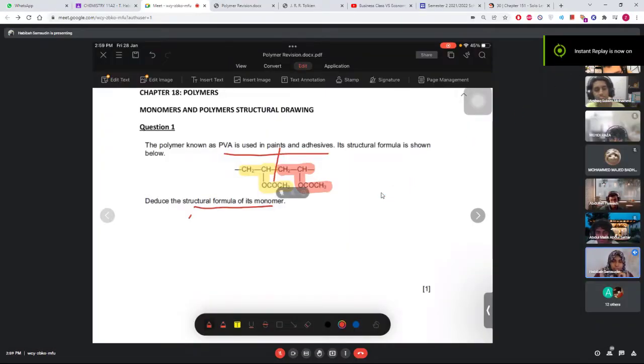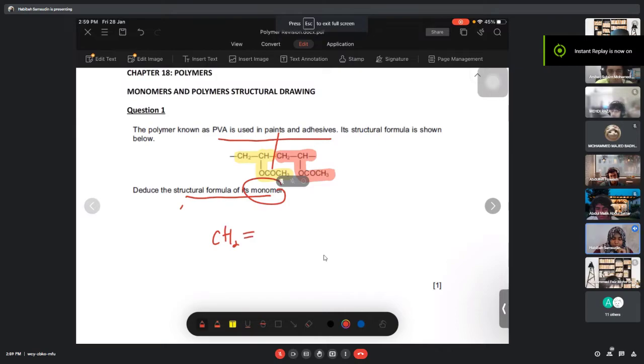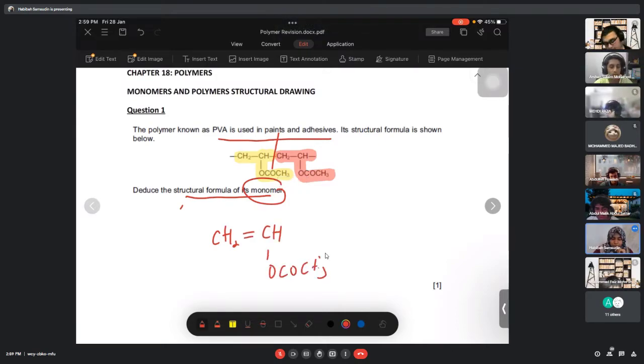So we take CH2, and then monomer means you have a double bond. So CH, O, CO, CH3. So this is your answer.